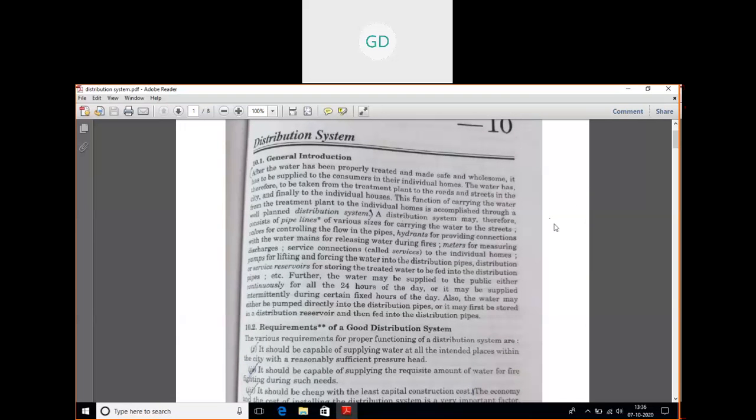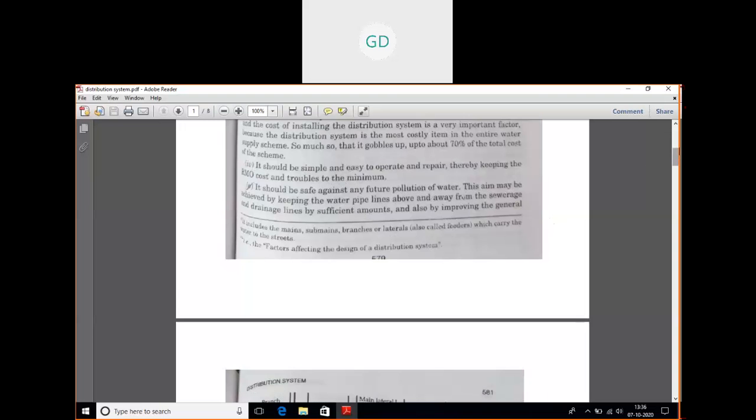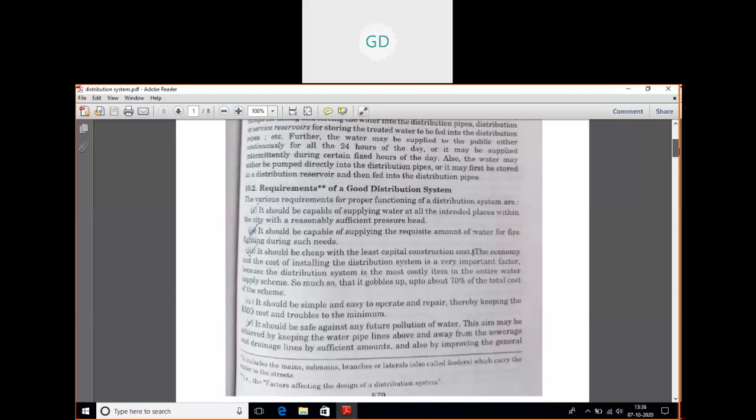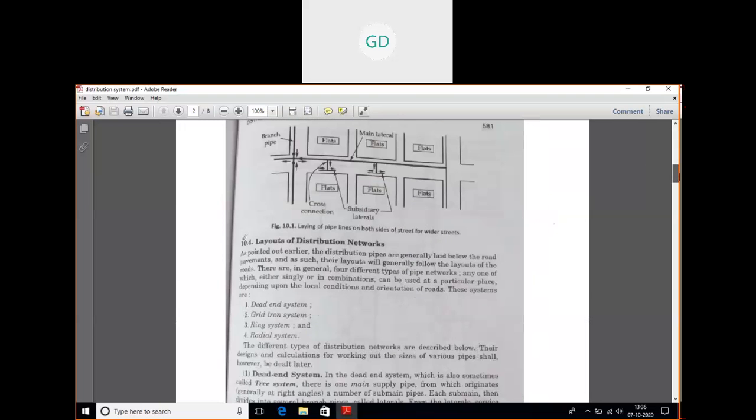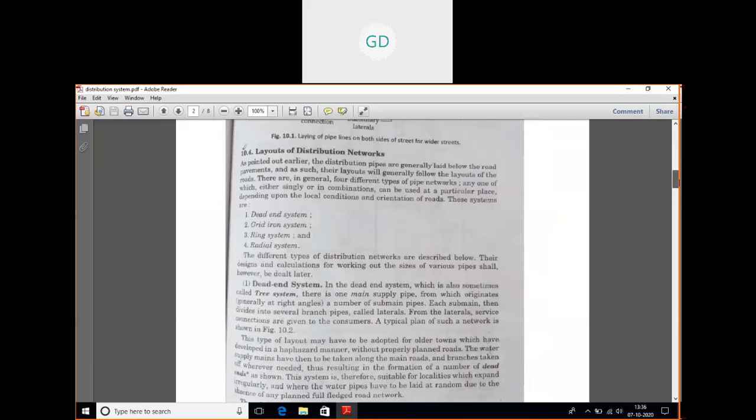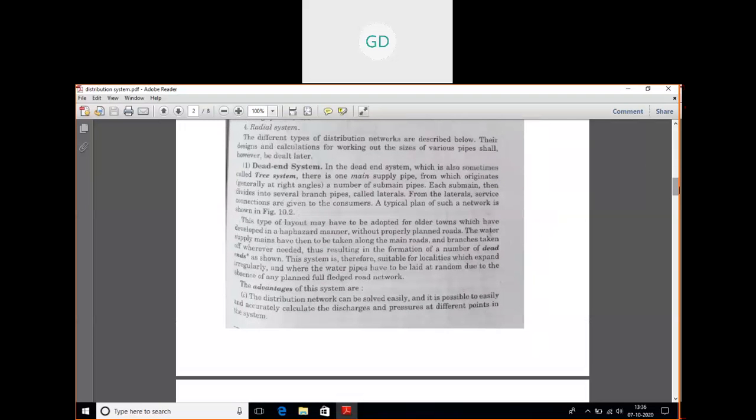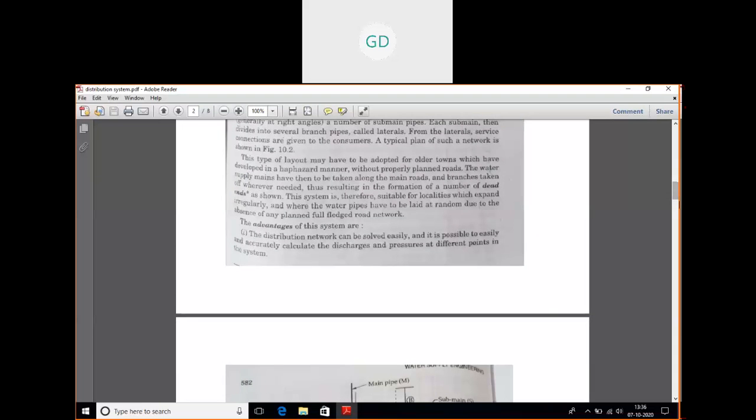From here you can write it down. Then the requirements of a good distribution system, you also need to note it down. Then the layouts of the distribution system. Okay, these four points along with the diagrams and along with the advantages and disadvantages.